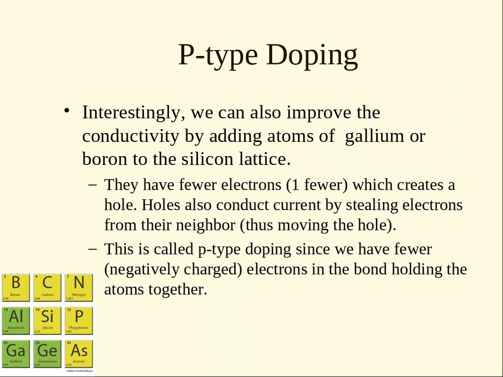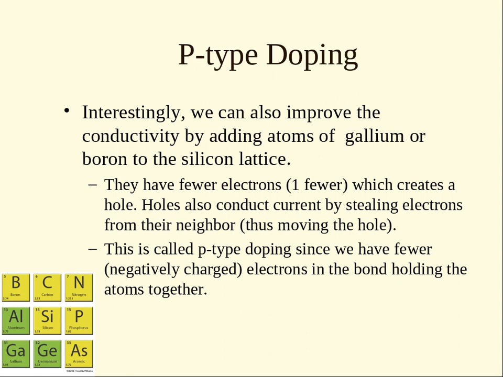P-type doping. Interestingly, we can also improve the conductivity by adding atoms of, was it gallium or boron? They have fewer electrons, which create a hole. Now, this is a little tricky, and it's important to understand the difference because you need to figure out N-type and P-type before a transistor is going to make any sense to you, or a diode.